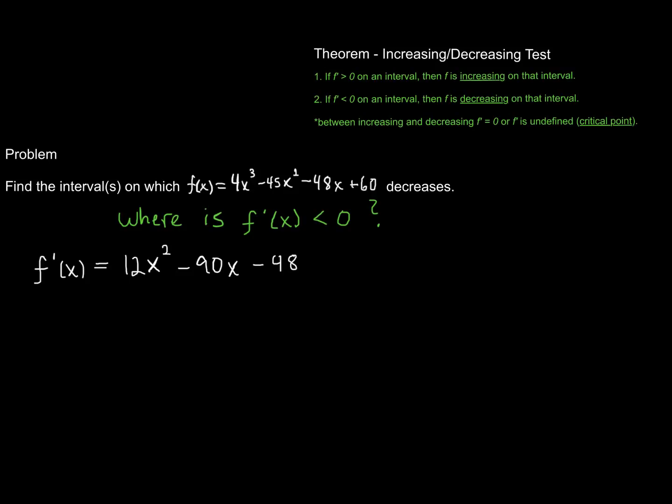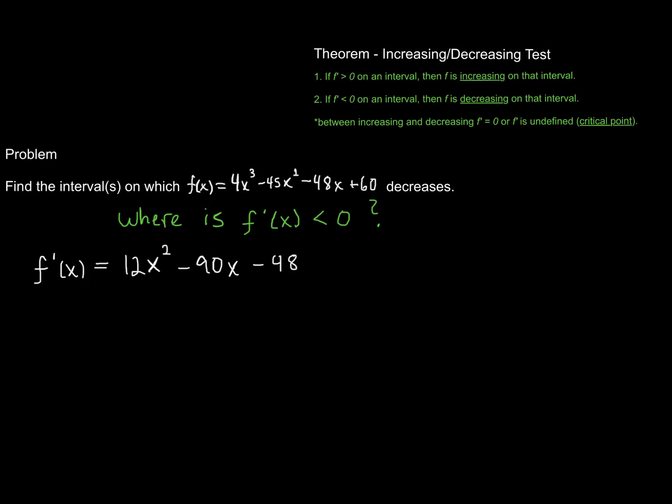So here I have my derivative, and what I need to do now is set my derivative less than 0. Usually we're used to setting something equal to something else, equal to 0, for example. But here we really want to be clear that we're looking for where the derivative is less than 0, so we're actually going to set it less than 0.